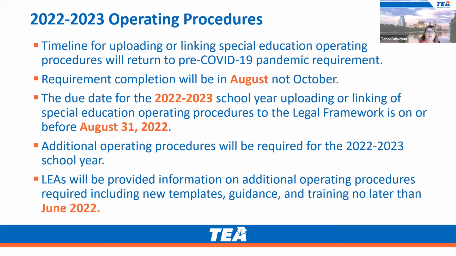Additional operating procedures will be required in the 2022-2023 school year, so it won't just be the 3, there will be extras for the following school year, not the current one. And the LEAs will be provided information on additional operating procedures required, including new templates, guidance, and training no later than June of 2022.